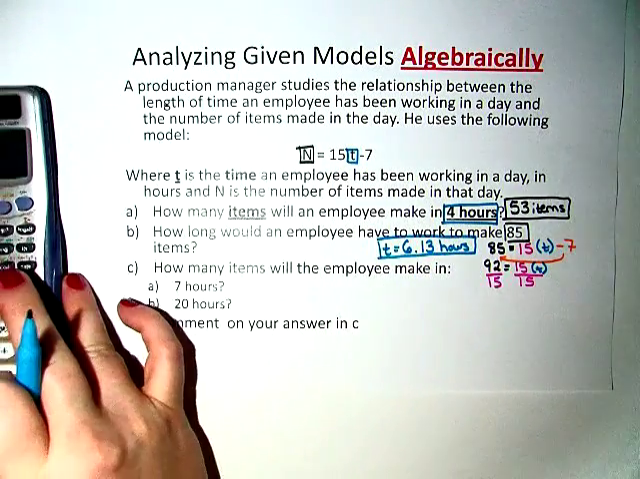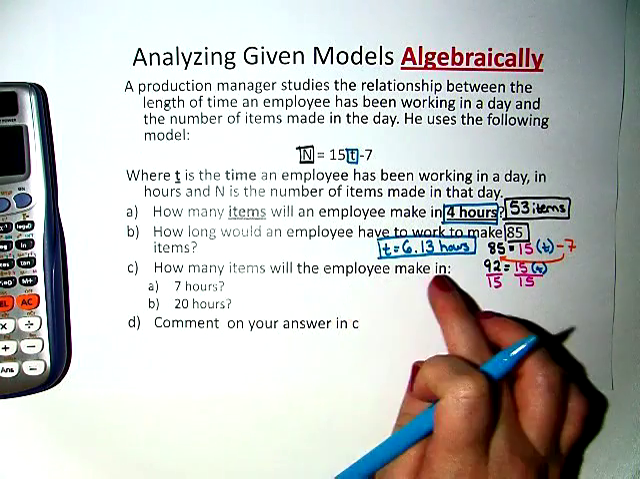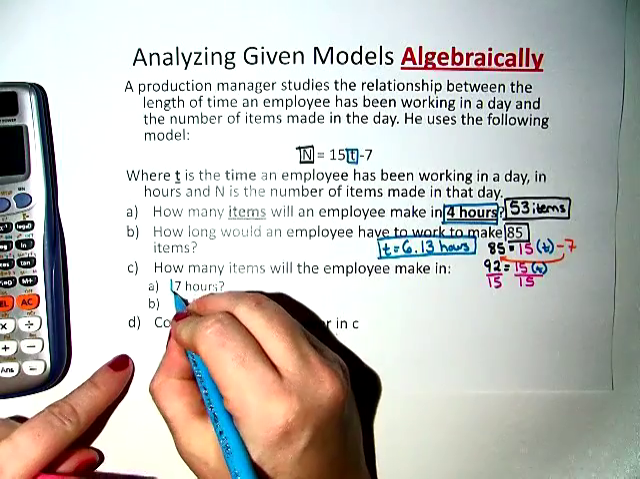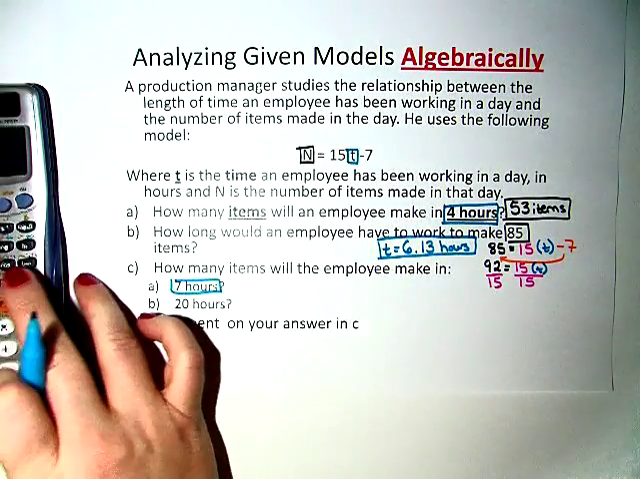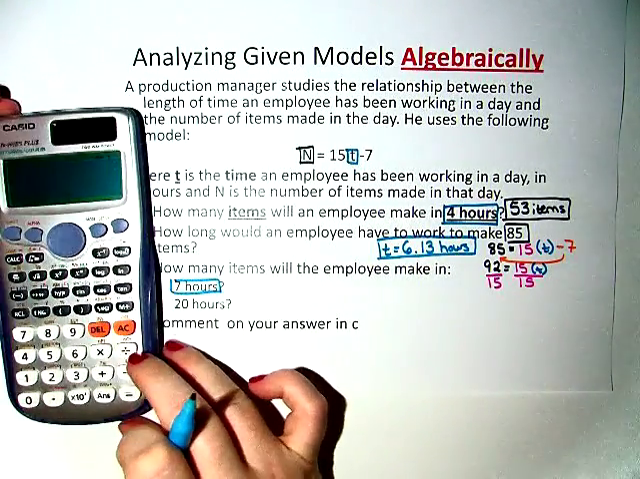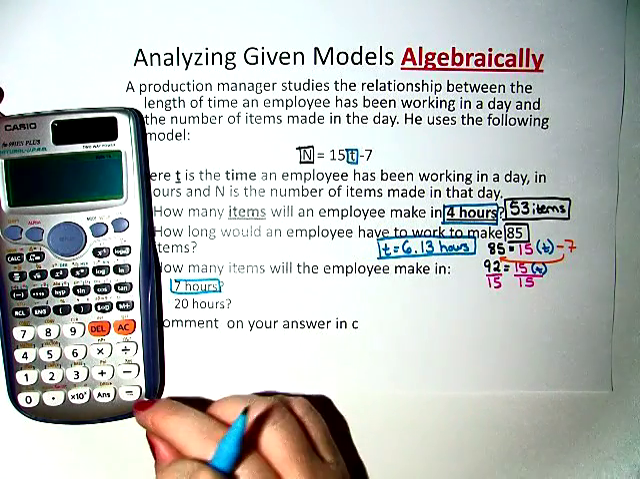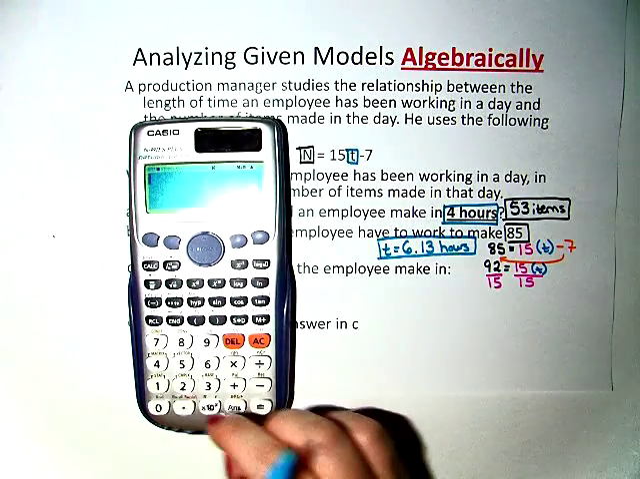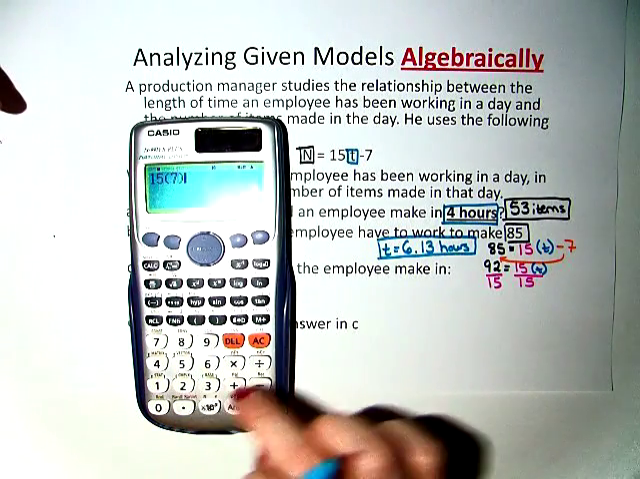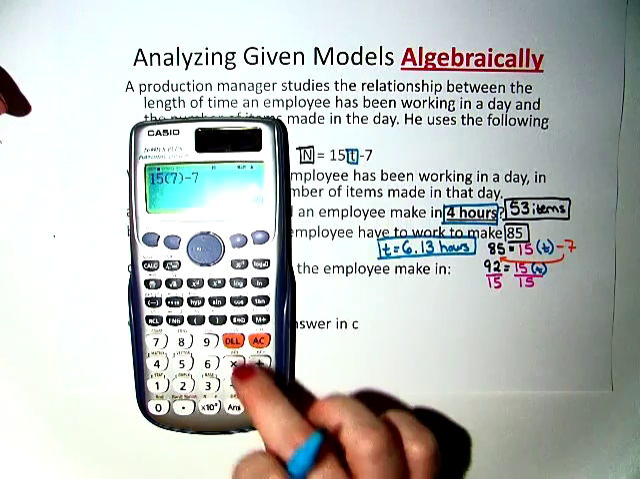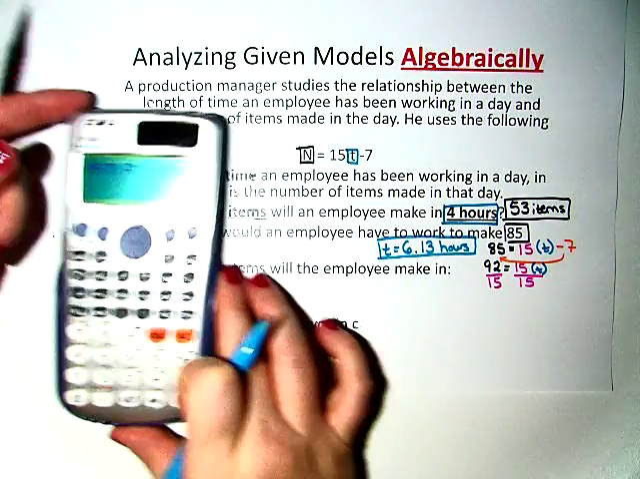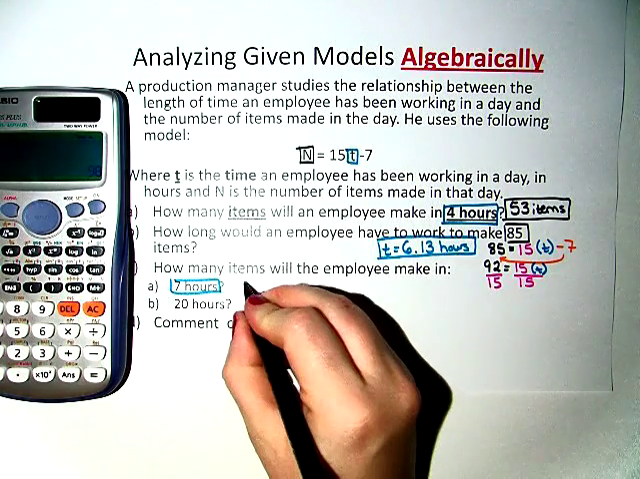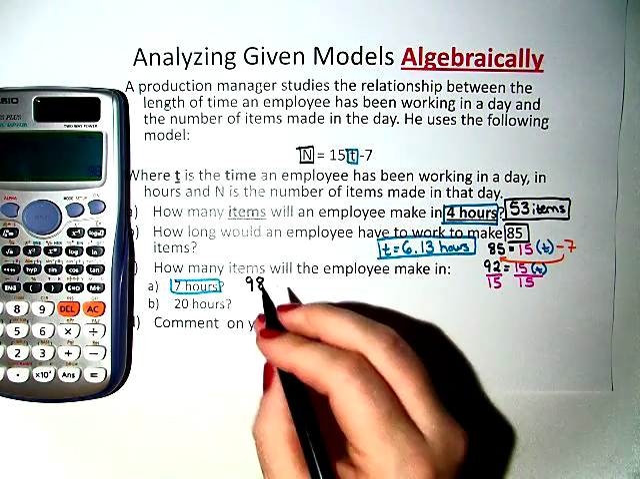Okay, let's look at the next one. How many items will the employee make in 7 hours? Okay, well, this is pretty easy. This is now just replacing it here. So 7 hours is about a working day. 8 hours is a full working day. So let's see about what we expect each day. So 15 times 7 minus 7. And we get 98 items. Great. So you're looking at each employee making about 98 to 100 items a day.